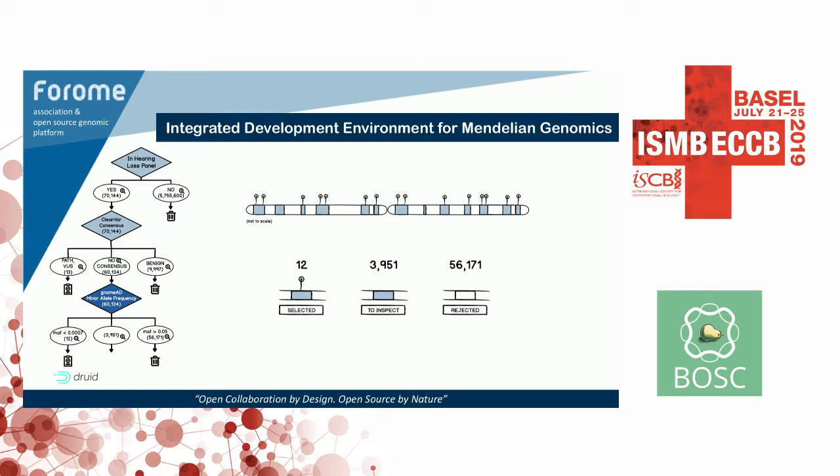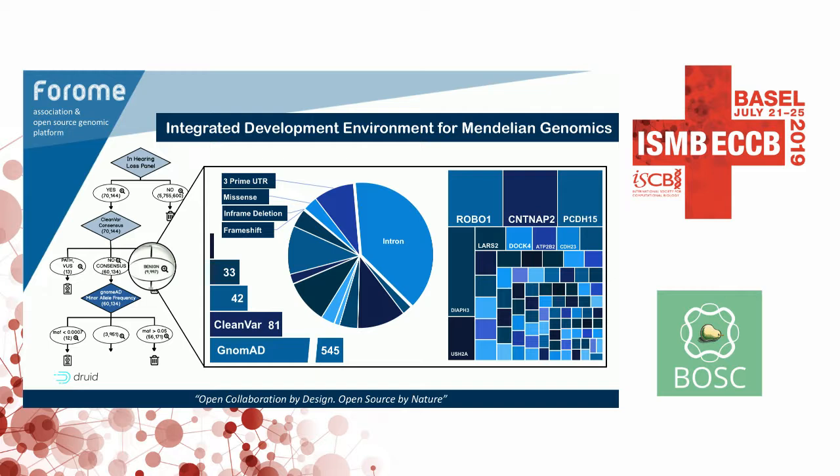And as I said, at each step, we can actually drill down and look at what kind of variants, for example, we discarded at this step, and we see that there are certain genes, certain most severe consequences, and these variants are present in certain databases, so we can actually look and see what we're doing.